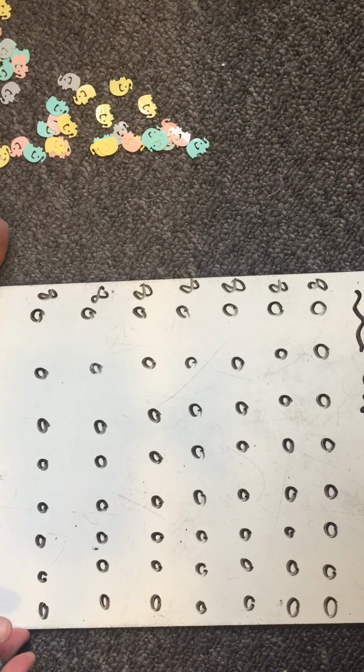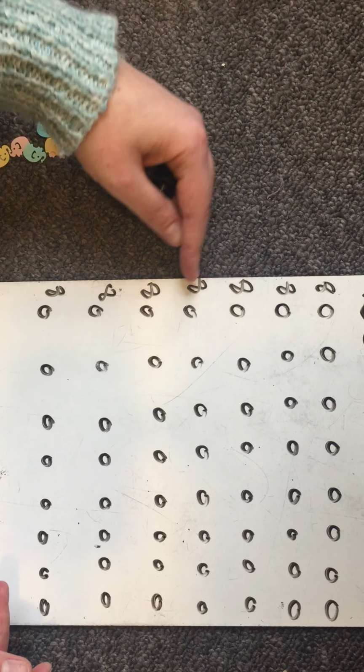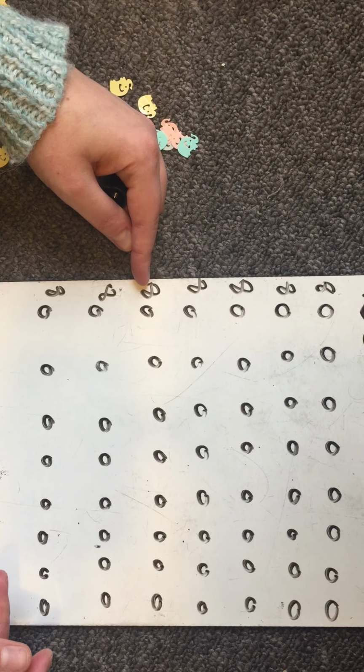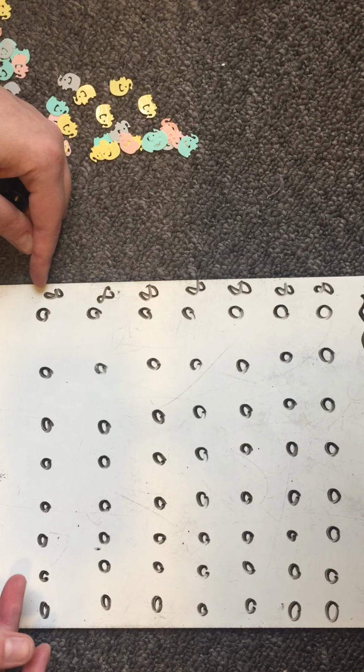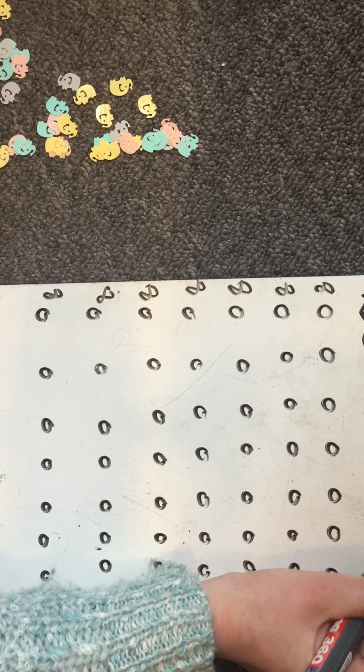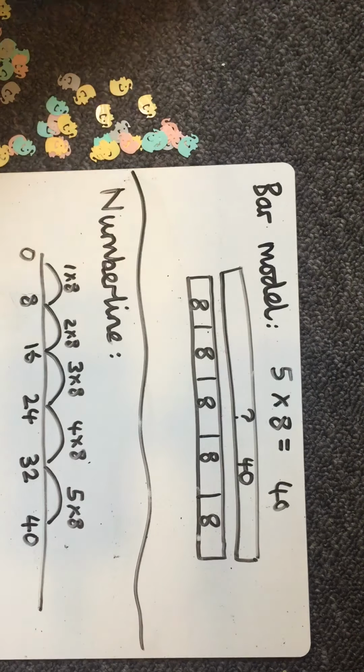Let's count in 8s. Ready? Off we go. 8, 16, 24, 32, 40, 48. After 48, 56. Fantastic. But that took a little while, so let's try this time with my bar model and number line.